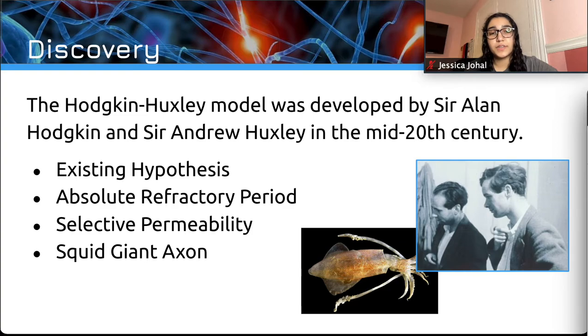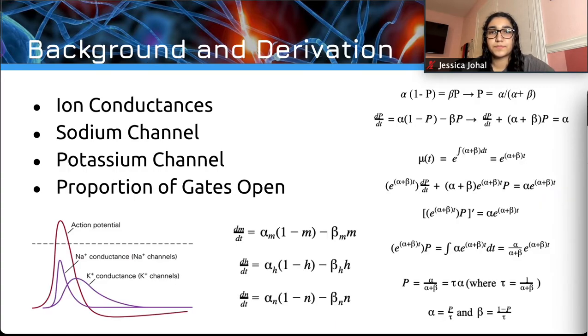Hodgkin and Huxley then used the squid giant axon in their experiments to manipulate ionic concentrations and then develop their mathematical model. The squid giant axon was ideal for this study because of its large diameter, and the data they collected was then used to form the model. So first, let's take a look at how the flow of ions changes over time during an action potential.